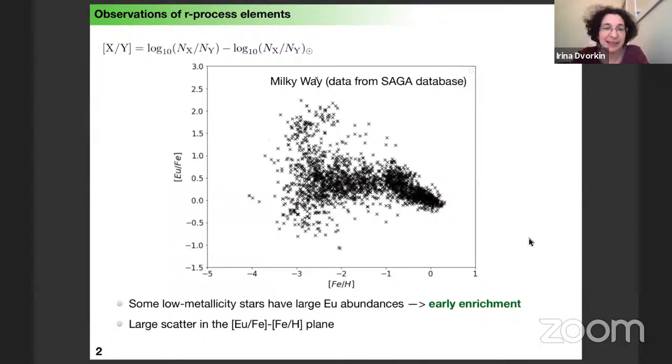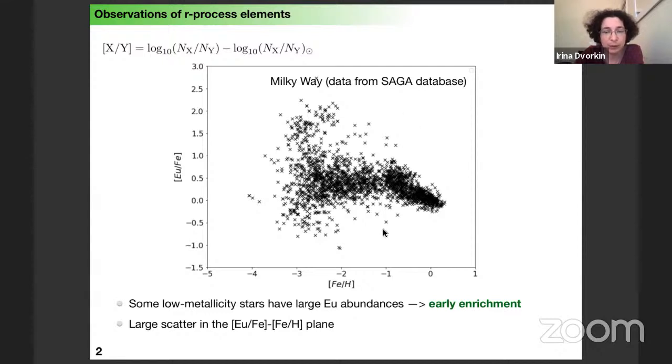As I said, most of my talk is not going to be about gold, unfortunately, but it's going to be about another R process element, europium, for the simple reason that europium is easier to observe in stellar spectra. In fact, it's found in the spectra of a lot of stars, for example, in the Milky Way. Here I show you a plot of stars in the Milky Way, halo and disk, from the SAGA database.